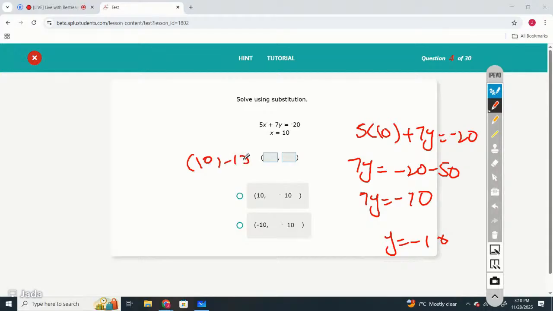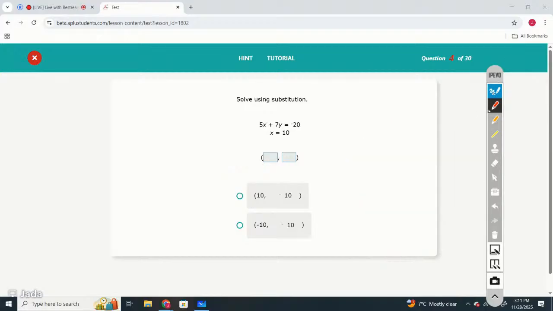So that is 10 and negative 10. Option number 1 is the correct option.